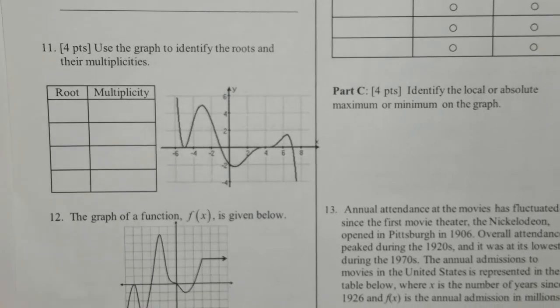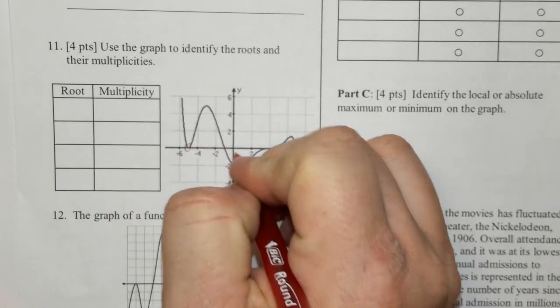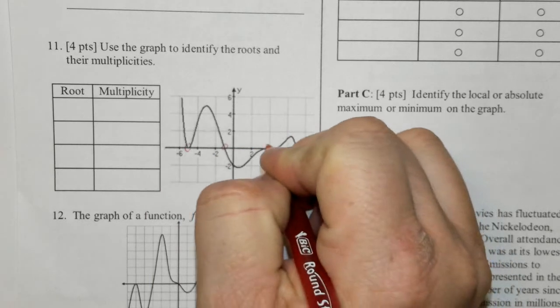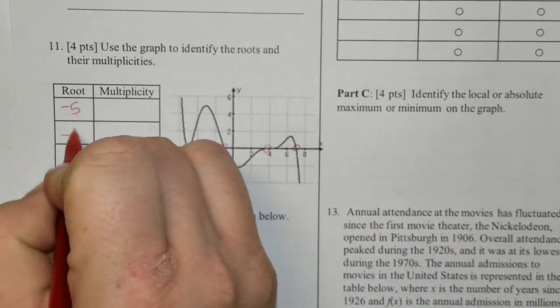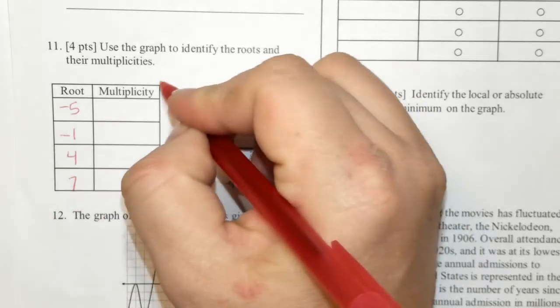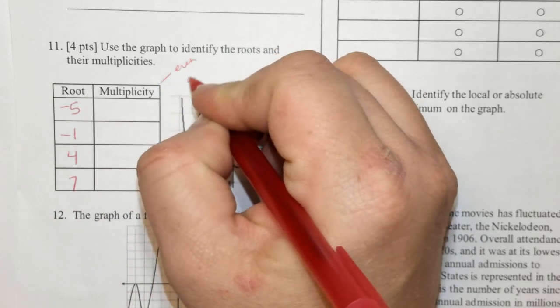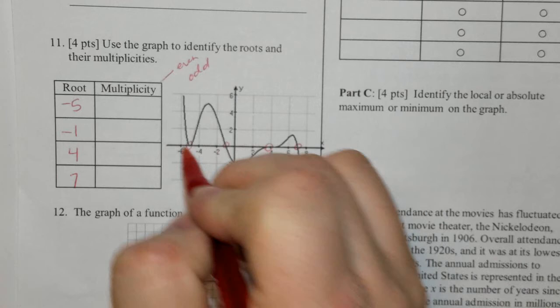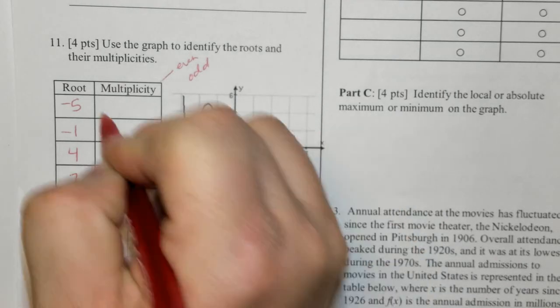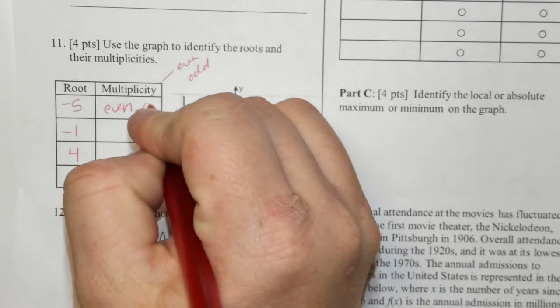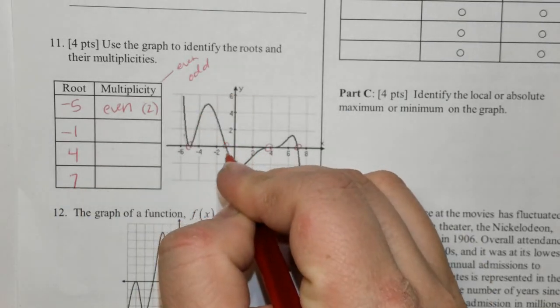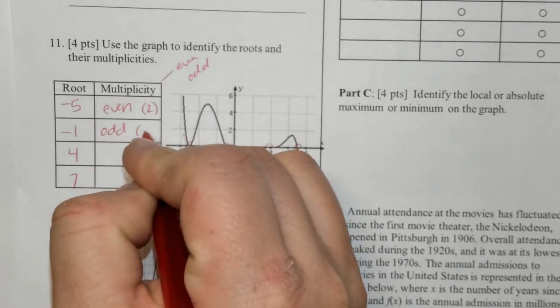Looking at this problem, I can see that the roots occur at -5, -1, 4, and 7. Now, multiplicities are either even or odd. Okay, so it bounces off at -5, so it is even. There's actually 2 there. It bounces off. It cuts straight through at -1. It's odd. When it cuts straight through, it's linear.